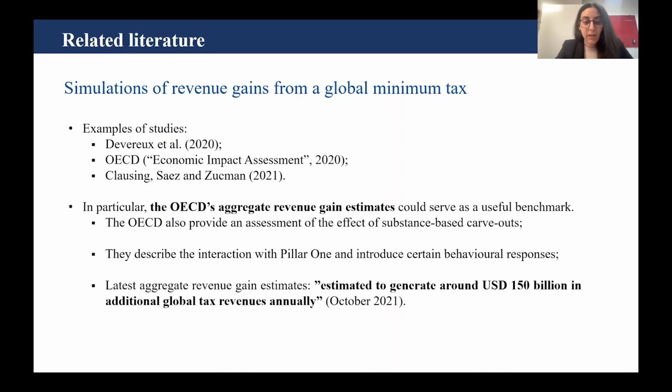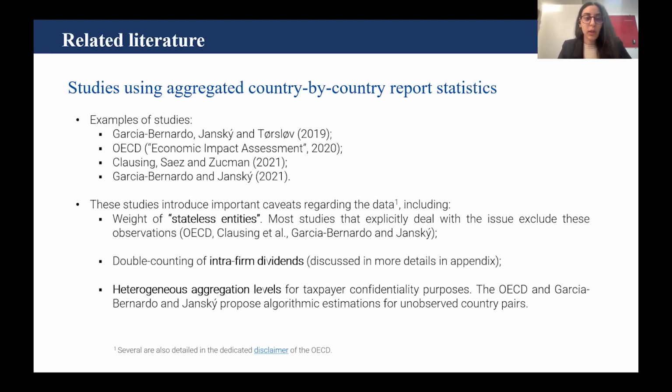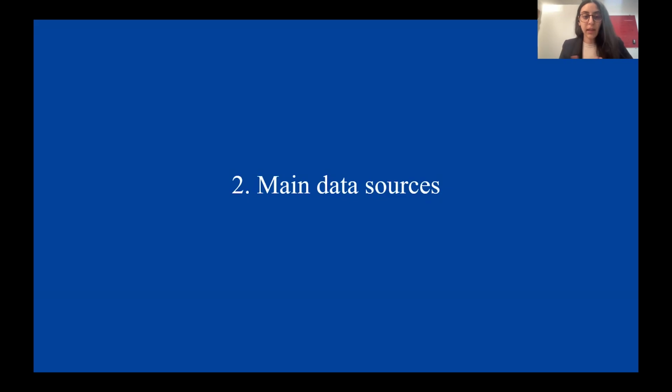For the literature, I would say that there's some work that has been done by Devereux and Clausing, Saez and Zucman, and maybe the largest work has been done by the OECD, which proposed Pillar 2 in their economic impact assessment. They also do estimates of the global revenue of Pillar 2, but they don't give detailed revenues of what each country would gain from Pillar 2. And this is what we're trying to do in our work.